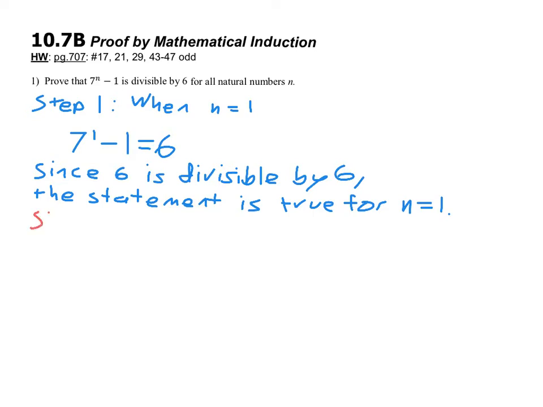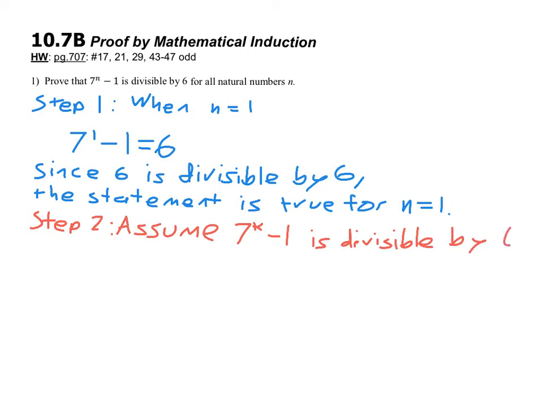Okay, step 2 just involves stating an assumption. So we will assume 7 to the power of k minus 1 is divisible by 6. Alright, I want to clarify that statement because it'll make step 3 easier.